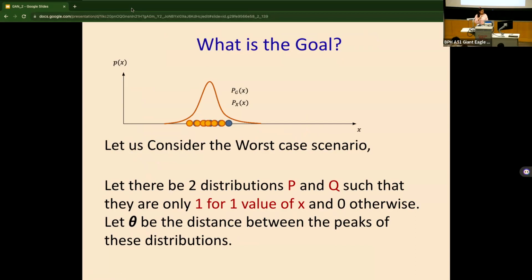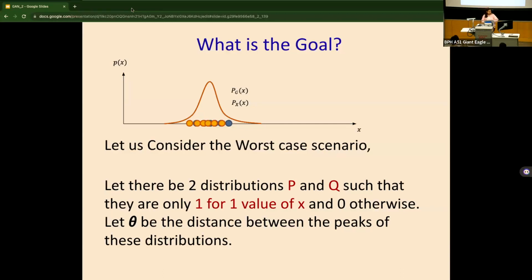So let's take a step back and get back to where we were trying to define our goal. So what exactly are we trying to do over here? What we are trying to do is overlap these two distributions over each other. That's what we ideally want, right?